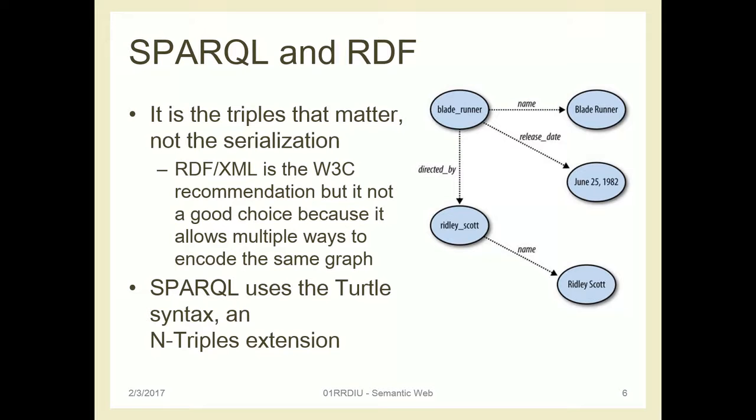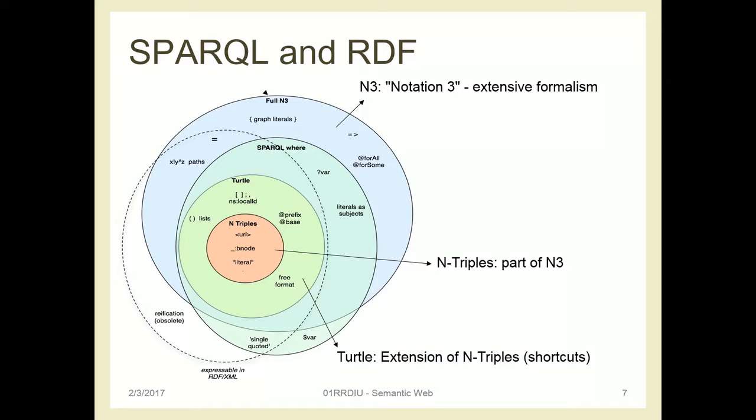There are several ways to serialize RDF graphs, and the only one that is a W3C recommendation is RDF XML, but it has the disadvantage of being very verbose, somehow difficult to read, but even worse, there is not a single representation in RDF XML for the same graph. So it's not the best way to serialize RDF graphs in order to query them. So SPARQL uses another syntax that is called Turtle, which is an extension of N-Triples. Here is an image that shows the different relationships between the several languages for serializing RDF triples.